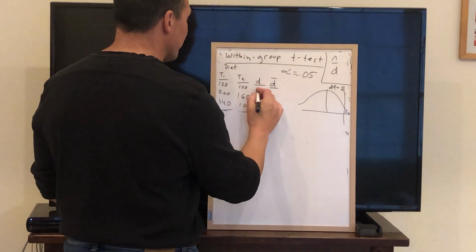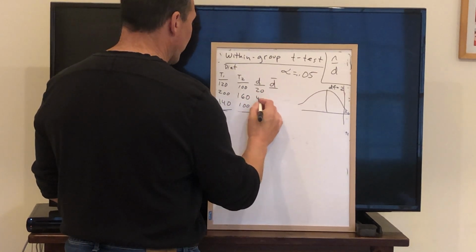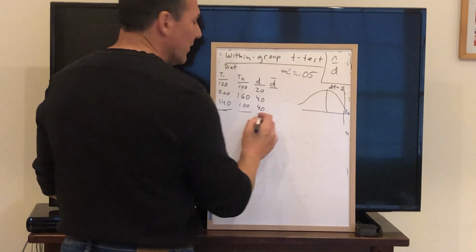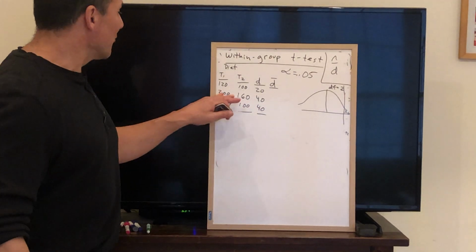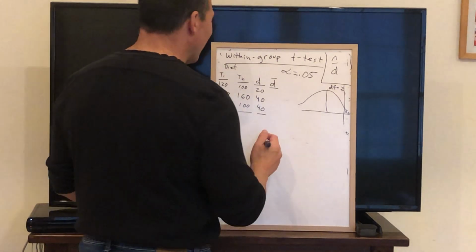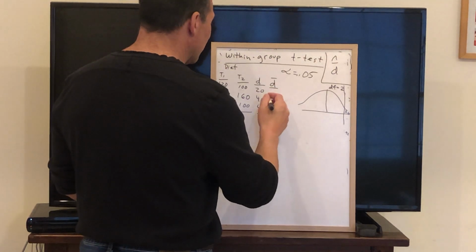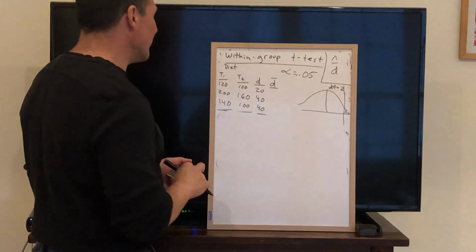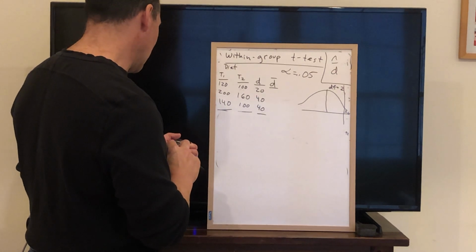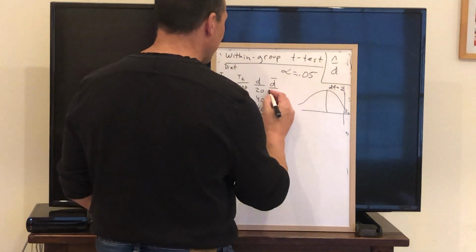120 minus 100 is 20. 200 minus 160 is 40. 140 minus 100 is 40. You can see whatever this diet is, everyone lost a ton of weight, so this is a good diet that I invented here. So those are the differences. The D bar is the average of the differences. So that's actually going to be 100 divided by 3, which is 33.33.